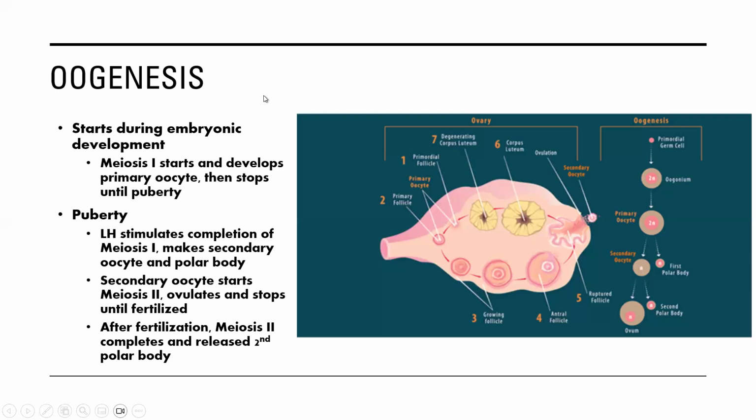Once you hit puberty, the release of luteinizing hormone will trigger the primary oocyte to complete meiosis one, and it'll produce a secondary oocyte and a polar body, or the first polar body. One thing to note is that in the primary oocyte, recall that we have 23 pairs of chromosomes or 46 total chromosomes, and these chromosomes will determine a lot of our features like our height, our appearance, our hair color, eye color, our skin color. There's a lot of different things that these chromosomes will affect. But as a primary oocyte, you have 46.